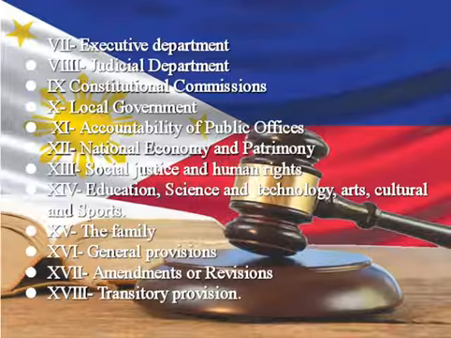Article 8, Judicial Department. Article 9, Constitutional Commissions. Article 10, Local Government. Article 11, Accountability of Public Officers. Article 12, National Economy and Patrimony. Article 13, Social Justice and Human Rights. Article 14, Education, Science and Technology, Arts, Culture and Sports. Article 15, The Family. Article 16, General Provisions. Article 17, Amendments or Revisions. Article 18, the last one, is Transitory Provisions.